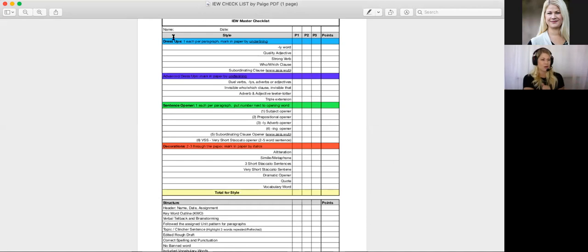And what we do is we teach them that up here at the top, there are certain elements that should be in every paragraph. I find even when I'm writing a professional email, I will be checking to make sure I have my quality adjective and my strong verb. And if your student can internalize these items, it will improve their writing no matter where they go.